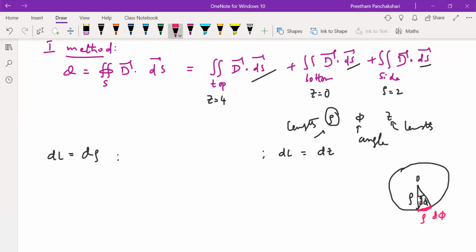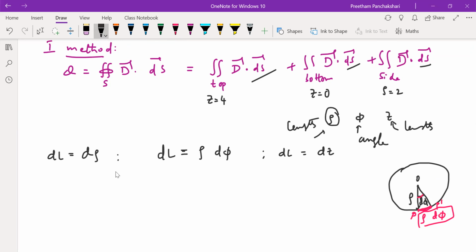So what I mean is, when the angle changes by a small value, it is equivalent to a corresponding change in length equal to rho d phi. If there is a point P here, let us say, this moves to P dash, then the distance traveled is rho into d phi. The corresponding change in angle is d phi. Same way, when rho changes, we have d rho. When z changes, we have dz. So the differential length produced by d phi is rho into d phi.